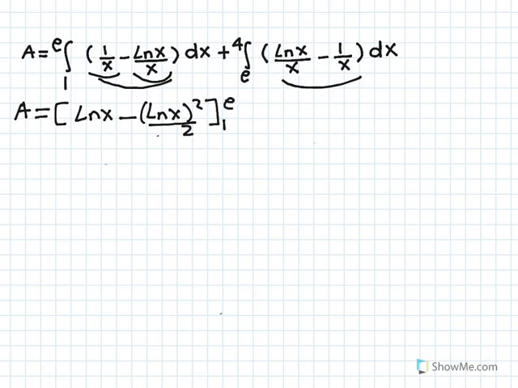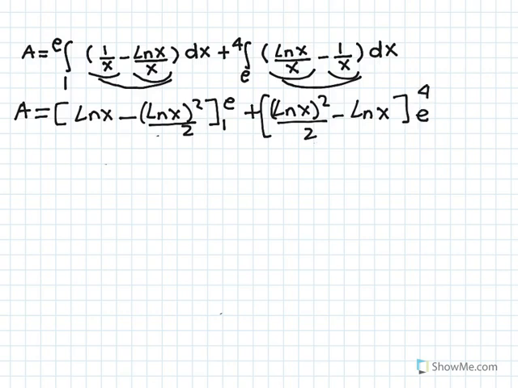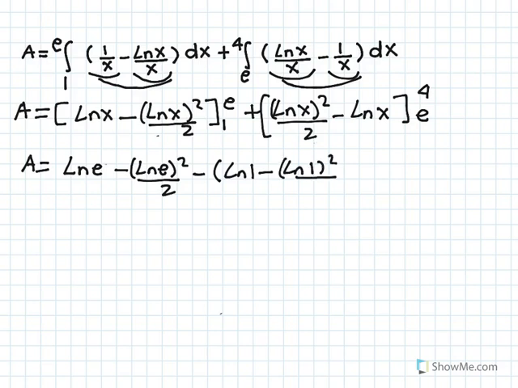evaluated from 1 to e, plus the integral of log x over x, we already found that, that's (log x) squared divided by 2, minus the integral of 1 over x, which is log x, from e to 4. All right, let's put the top limit and bottom limit in. Let's apply the fundamental theorem of calculus. Putting the upper limit in, we get log e, minus (log e) squared divided by 2, minus log 1 minus (log 1) squared divided by 2.